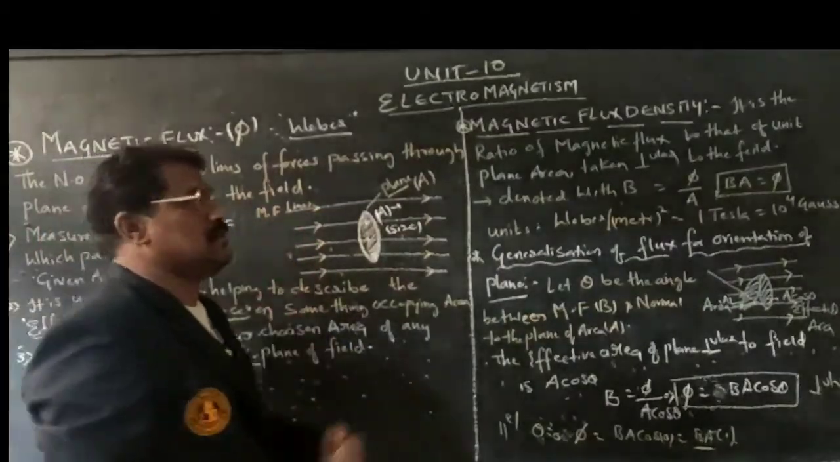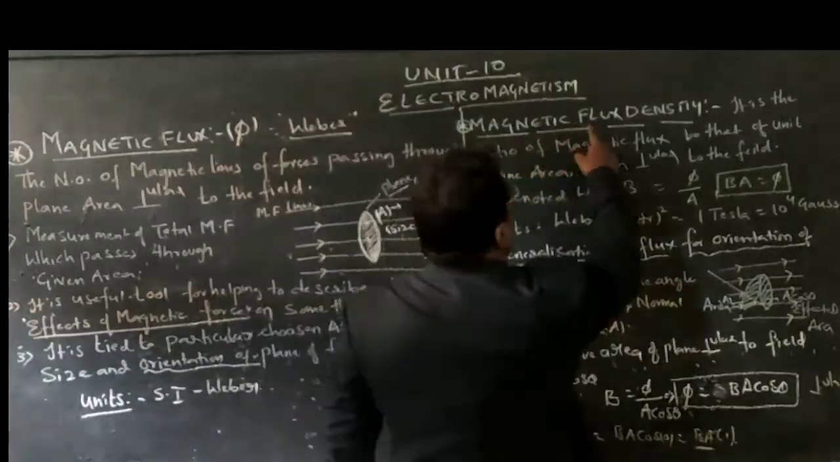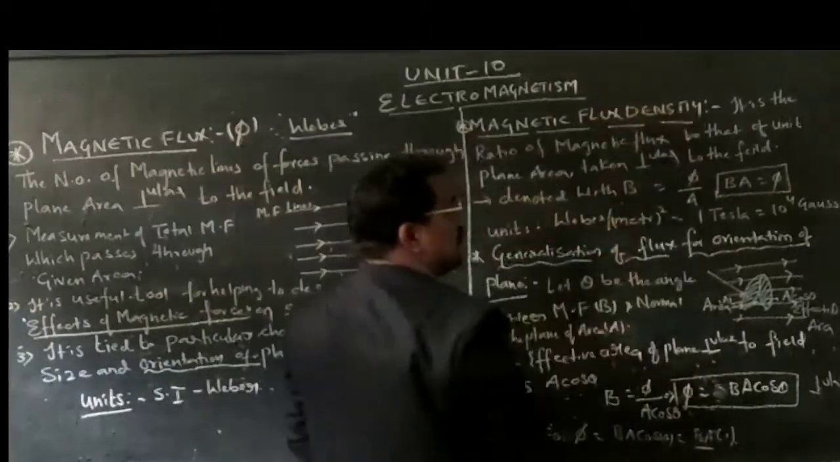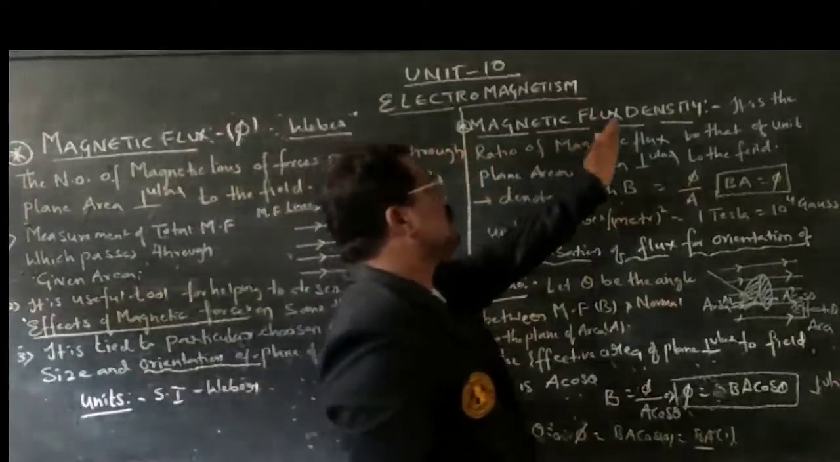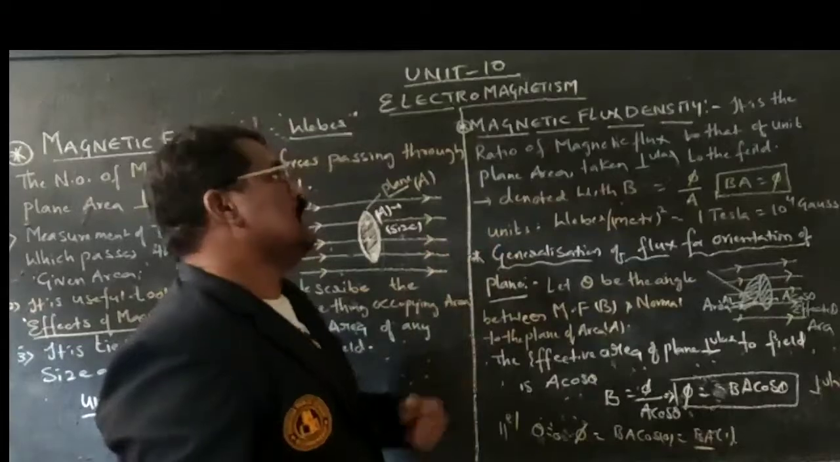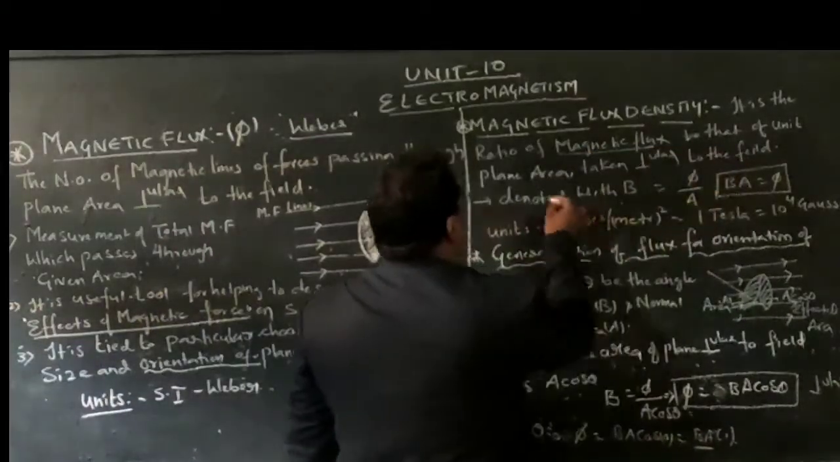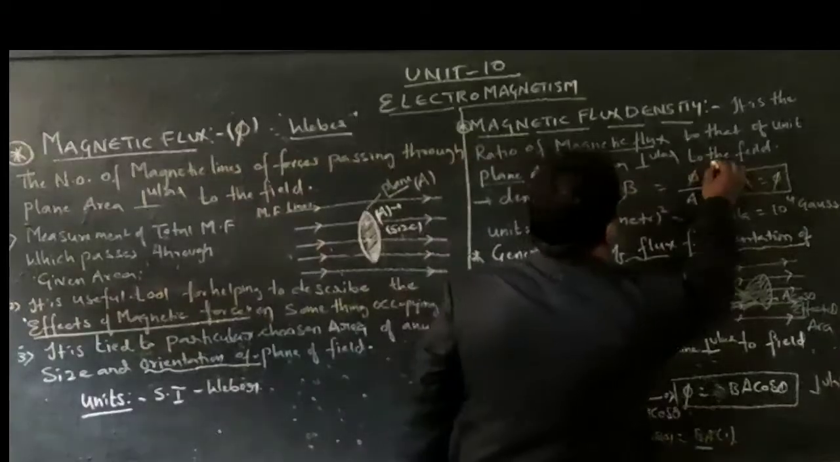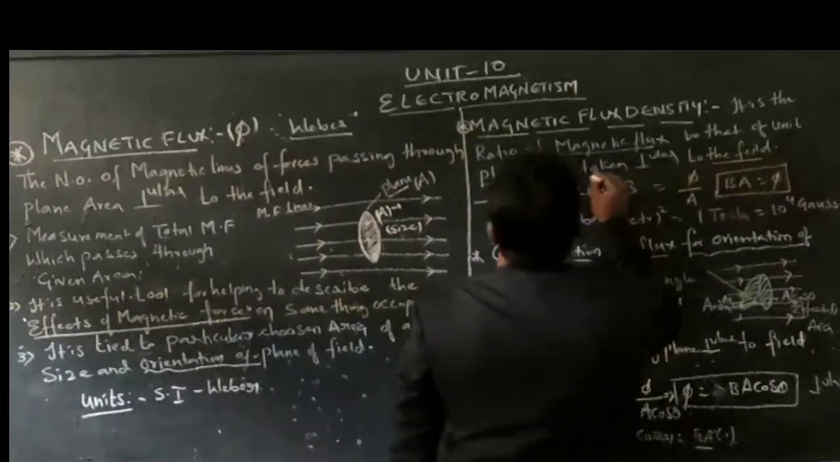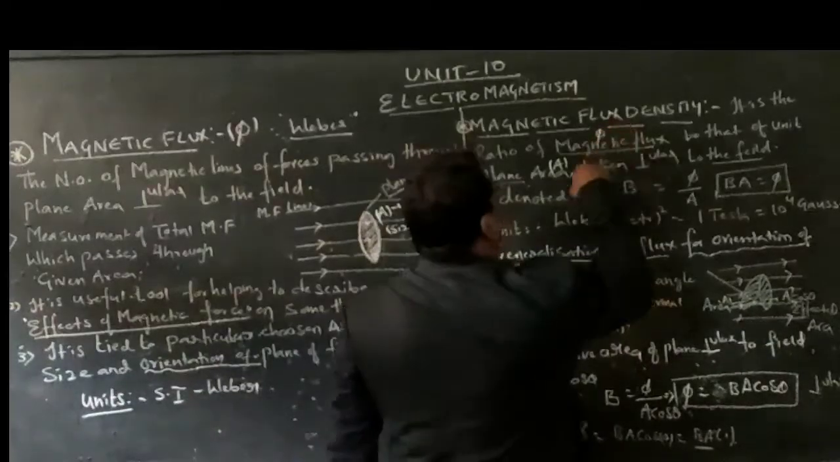Coming to the next topic. What is the next topic here? Magnetic flux density. What is called magnetic flux density? It is the ratio of magnetic flux to the unit plane area taken perpendicular. Unit plane area is A, which I have taken. Magnetic flux is Phi.